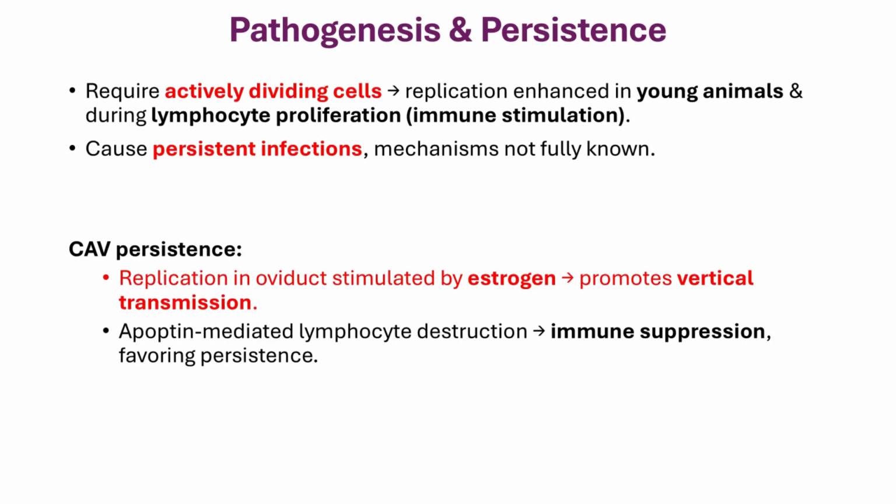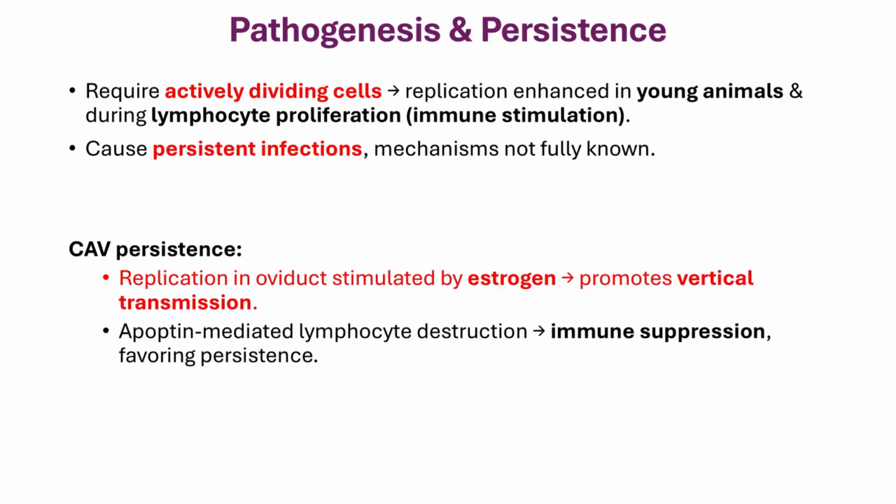Let's now look at the pathogenesis of circoviruses and chicken anemia virus. Both virus families share an important requirement: they need actively dividing cells in order to replicate. Because of this, infection is more severe in young animals and during periods of lymphocyte proliferation, such as after immune stimulation or vaccination. This dependency on dividing cells also contributes to the development of persistent infections, although the exact mechanisms behind persistence are not yet fully understood.